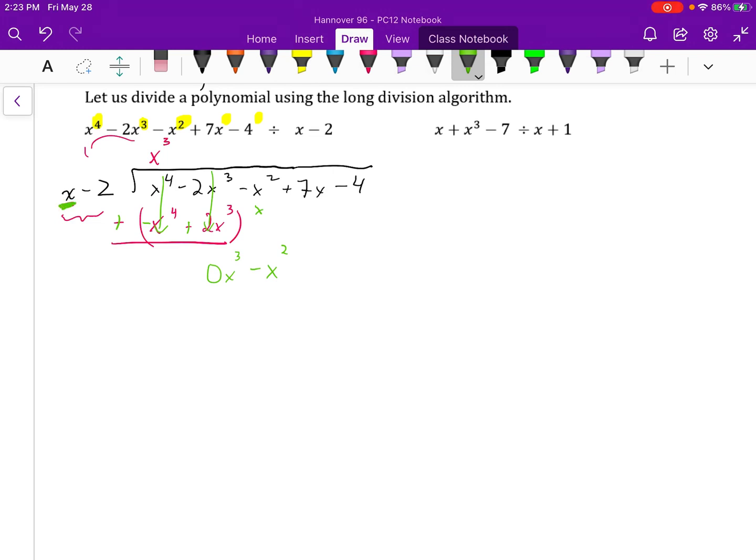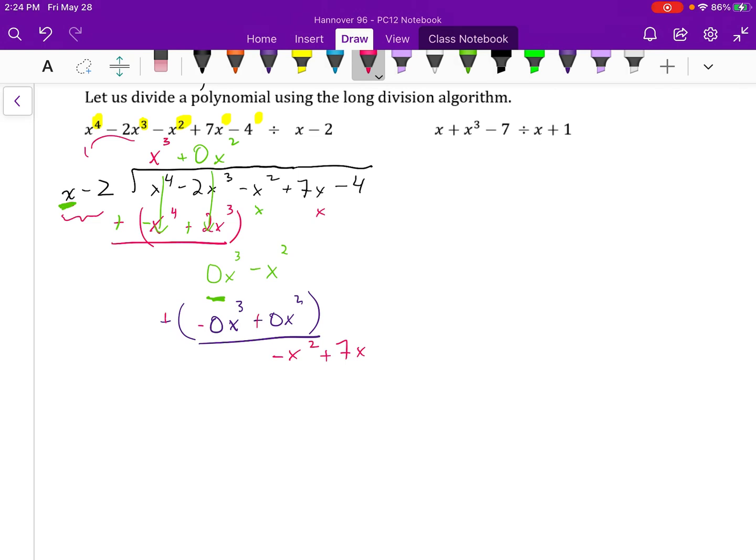Now, it's only the first term that we ask ourselves about: x times what gives me 0x cubed? Well, that would be 0x squared. Now, 0x squared times my whole divisor, and remember, 0x squared is just really 0. What we get there is 0x cubed minus 0x squared. And I'm going to subtract this quantity. I'm going to add the negatives, so I'm left with negative x squared. I'm going to carry down that positive 7x.